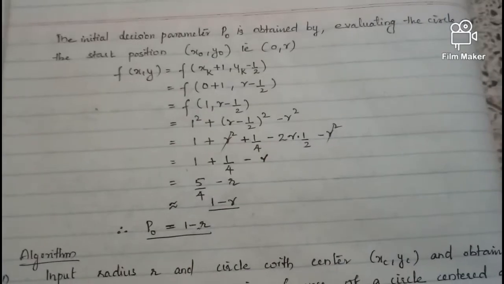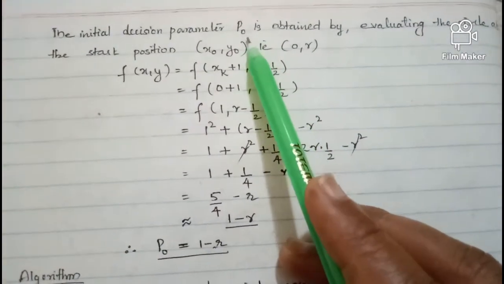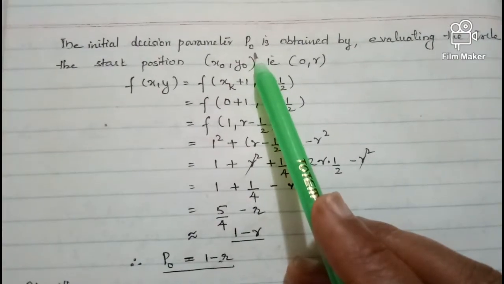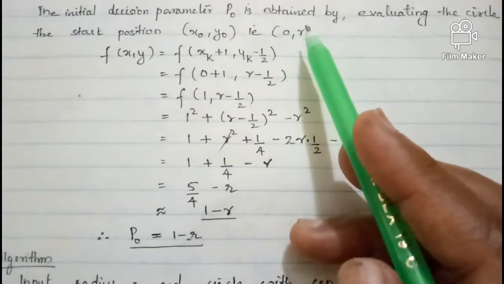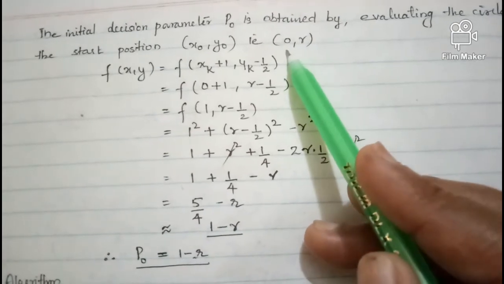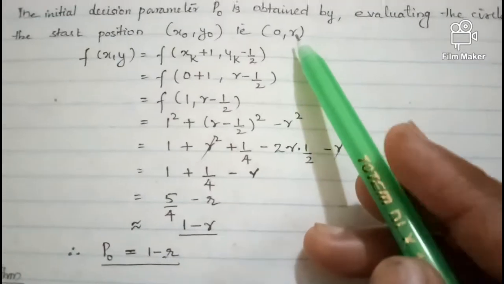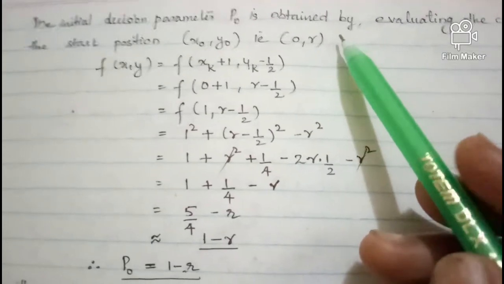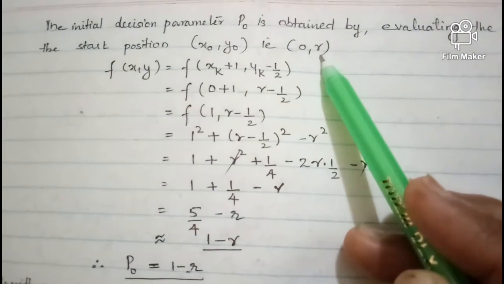Okay? Now, to start the algorithm, we require the initial decision parameter, and the initial decision parameter is represented by p0. Now I am going to compute the value of p0. Remember, using Bresenham's midpoint circle drawing algorithm, the first point you must plot should be (0, r). This point should always be remembered. When you are trying to plot the first point on the circumference of the circle, the first point to be plotted should be 0, r.